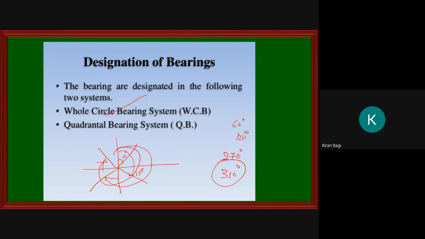Like this we represent in the whole circle bearing, and it will always be in the clockwise direction. Just remember, always clockwise. And in the quadrantal bearing system, with north, south, east, west, any angle you represent should be with respect to north or south only.